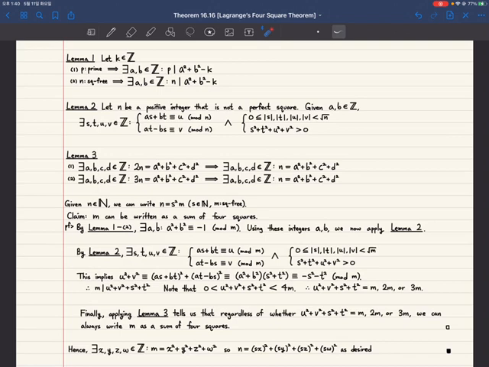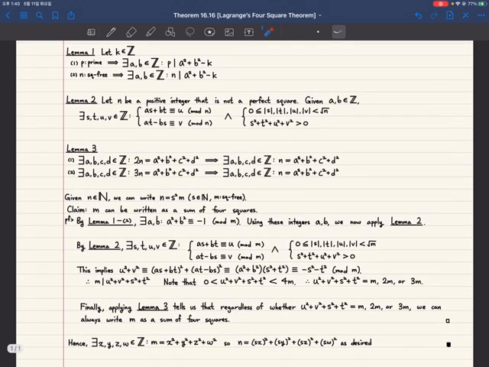Lagrange's theorem says that all natural numbers n can be written as a sum of four integer squares. Here we're going to say n is an arbitrary natural number. Then we can write n as s squared times m, where s is a natural number and m is square-free.